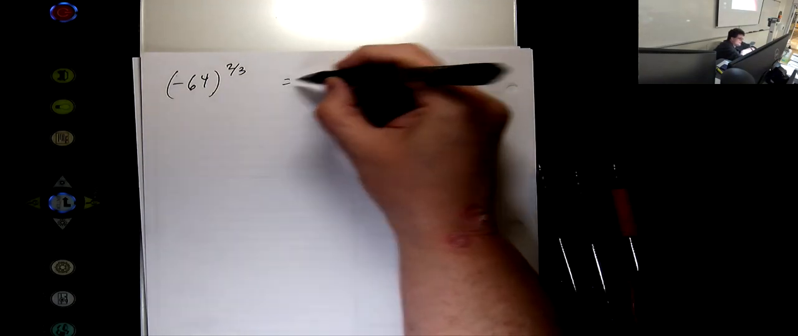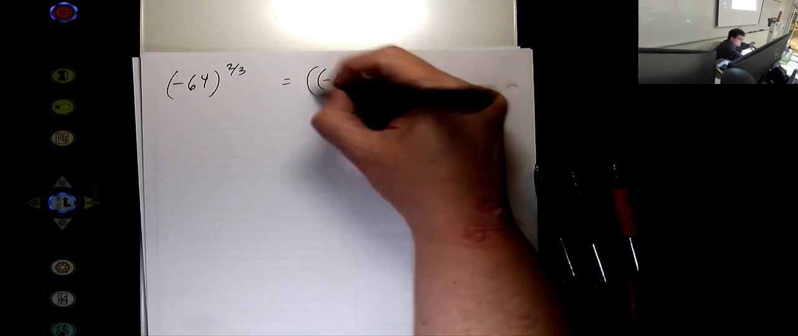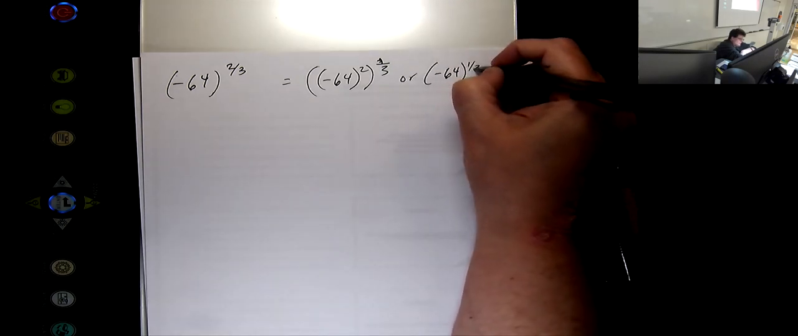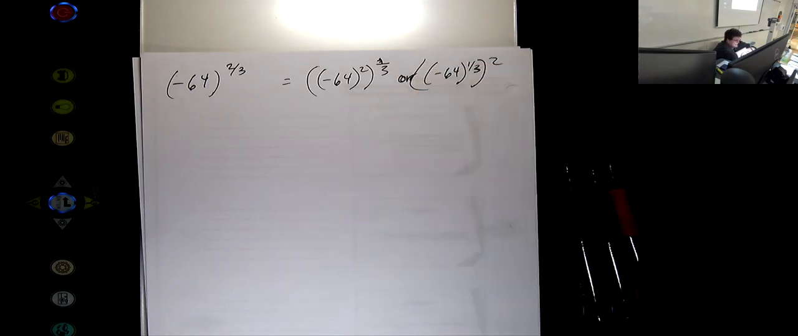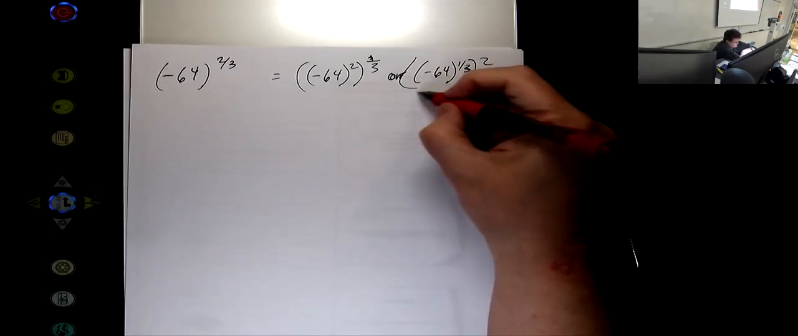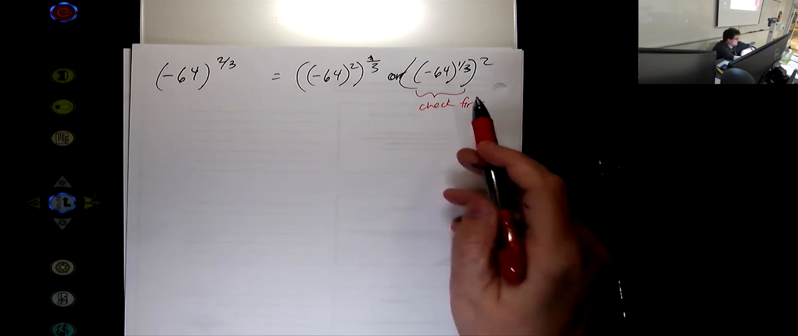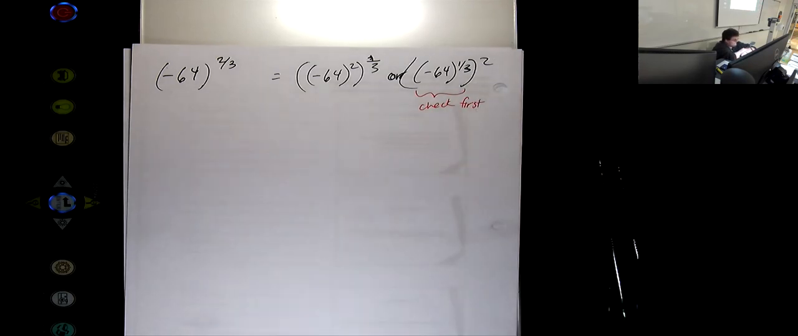When you're given something like this, there's 2 ways of going about it. I can do negative 64 squared and then cubed, or 1/3. Or I can do the negative 64 to the 1/3 and then squared. I recommend checking this route first, because it's easier to find a cube root of a smaller number than it is of a much larger number.